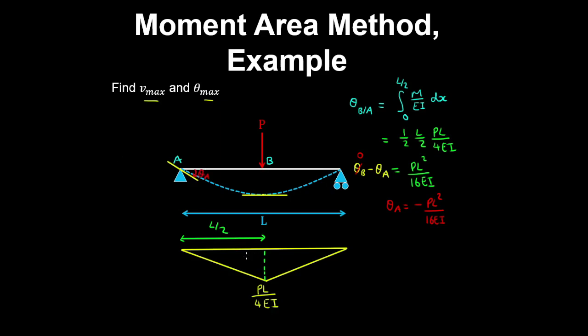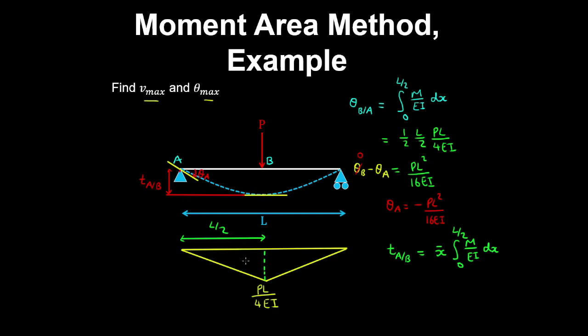Now because the curvature diagram has a linear geometry, we can find the tangent at A relative to B using the centroid definition and multiply by the integral of the curvature over X from X equals 0 to X equals L on 2. So that gives the distance between a tangent at B and a tangent at A at A. So that will be tangent at A relative to B. And we can see that that's going to give us the maximum deflection.